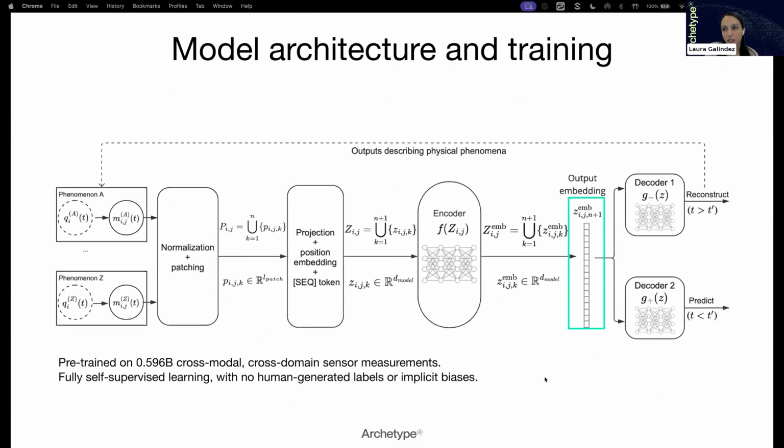And so very briefly, this is the high-level architecture of the model. It's a transformer-based encoder that was trained on a large cross-modal, cross-domain dataset with almost 600 million real-world sensor measurements. And we trained this in a fully self-supervised way. So there were no human-generated labels, no implicit biases, and generally no human-driven biases or preconceptions. Instead, what this approach allowed was the model to learn a physical representation purely from data.